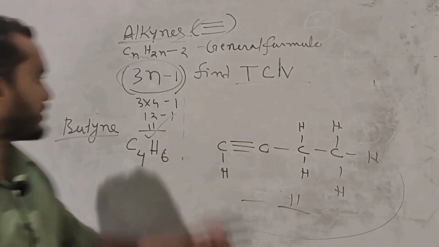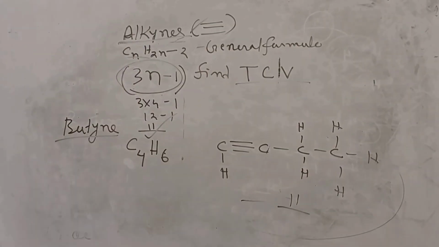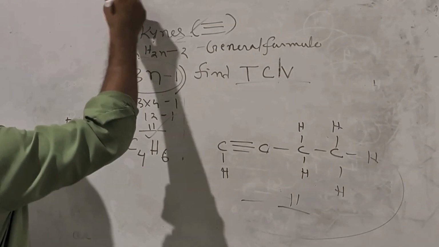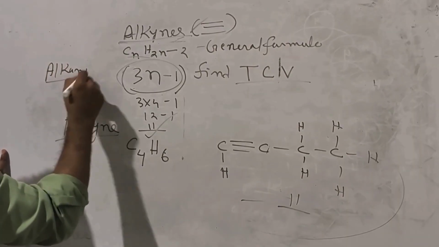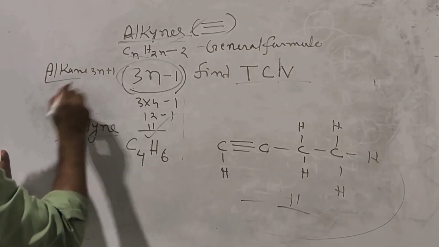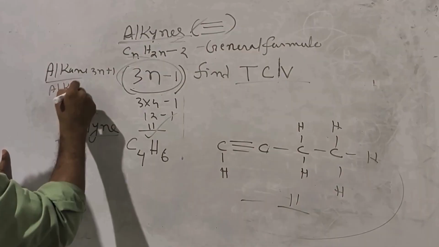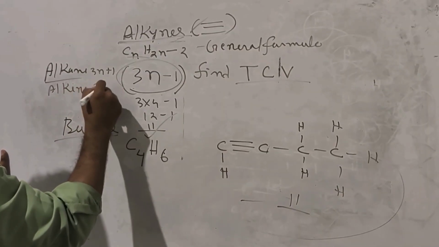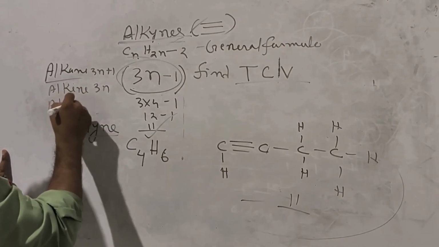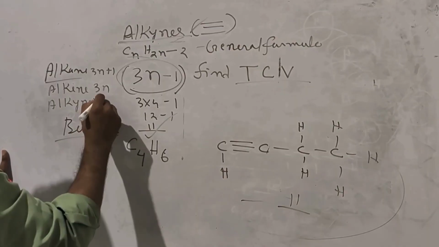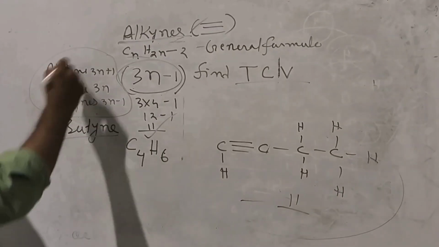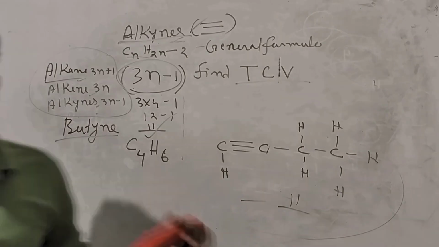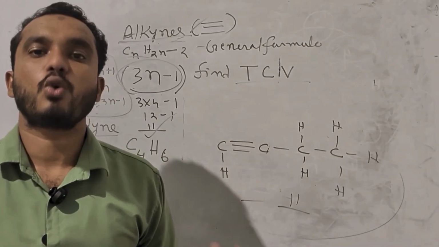Just use these formulas. For alkane, the formula is 3n plus 1. For alkene, the formula is 3n. For alkynes, the formula is 3n minus 1. So you should remember these formulas. These formulas are to find out the total number of covalent bonds.